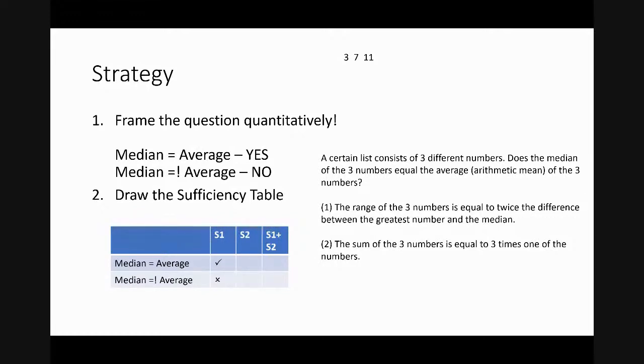So if all of my numbers are the same, for example, 6, 6, and 6, then the median will definitely be equal to the average. So there is no way that the median will not be equal to the average. So statement 2 is also sufficient. And if statement 1 and statement 2 are individually sufficient, I really don't need to look at the third column. I don't even care about statement 1 plus statement 2. So my answer for this one will be D.